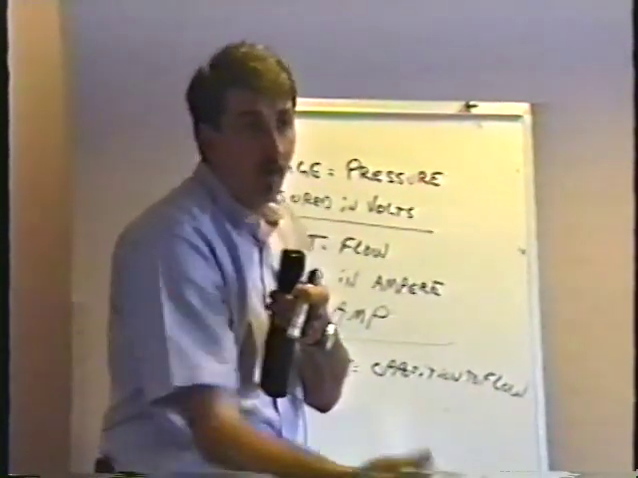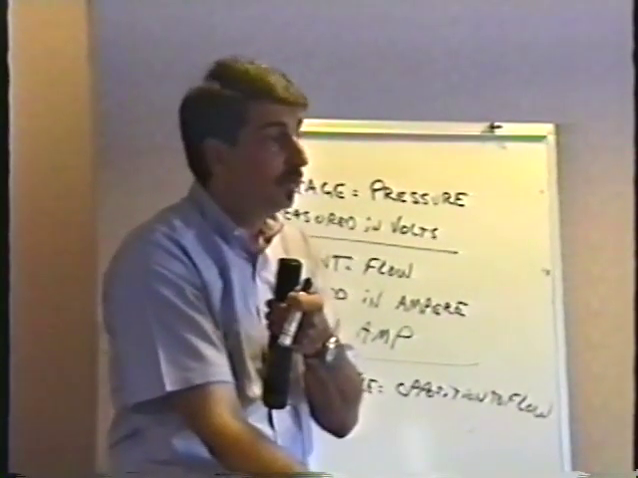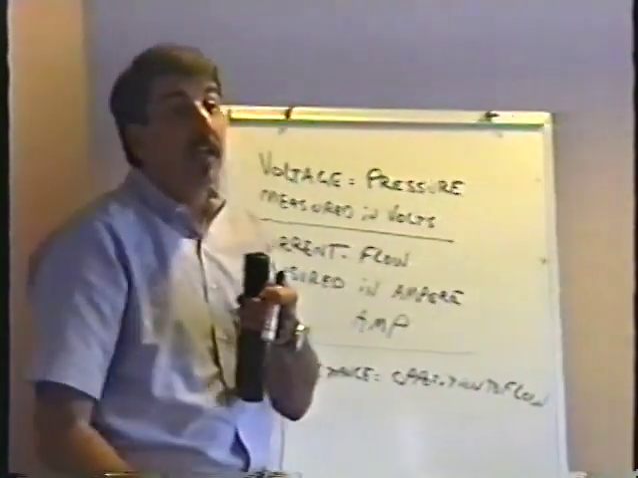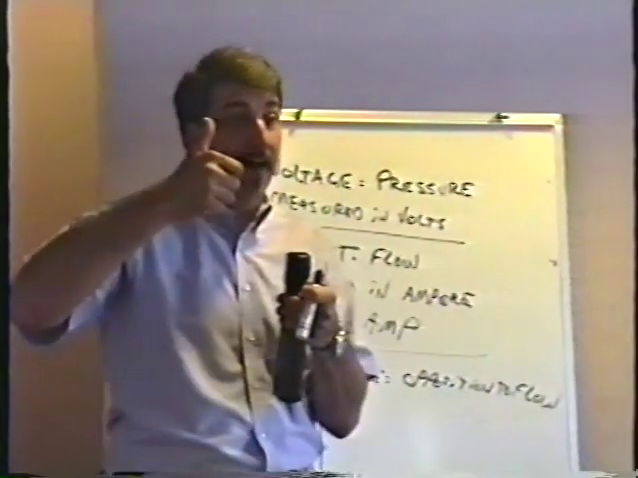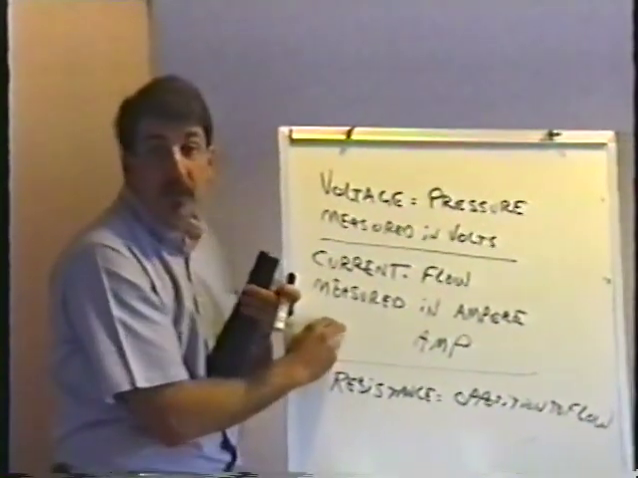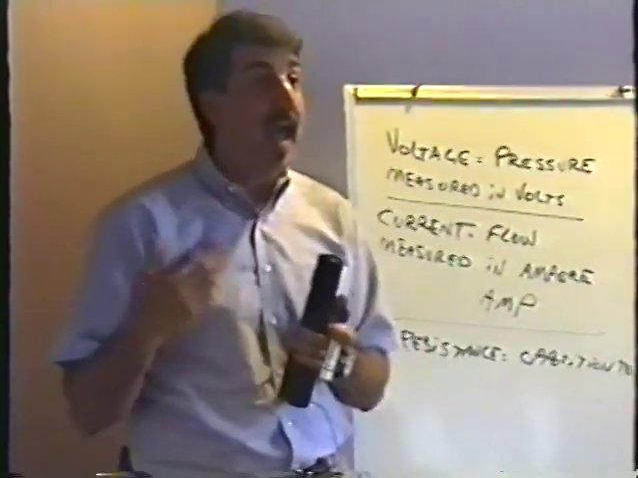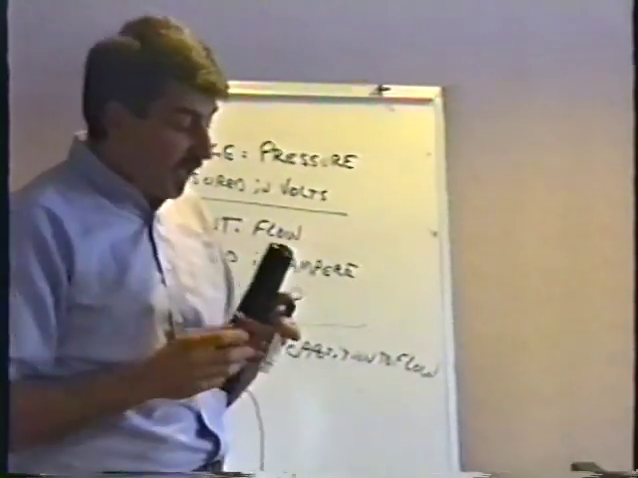What happens to the amount of water coming out the end of the hose? It trickles a lot less, right? So the more resistance you have, the less current you have flowing in a circuit. Everything has a certain amount of resistance.